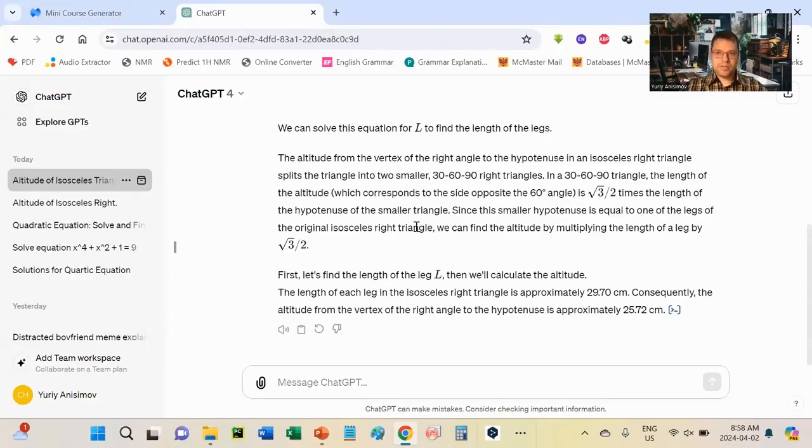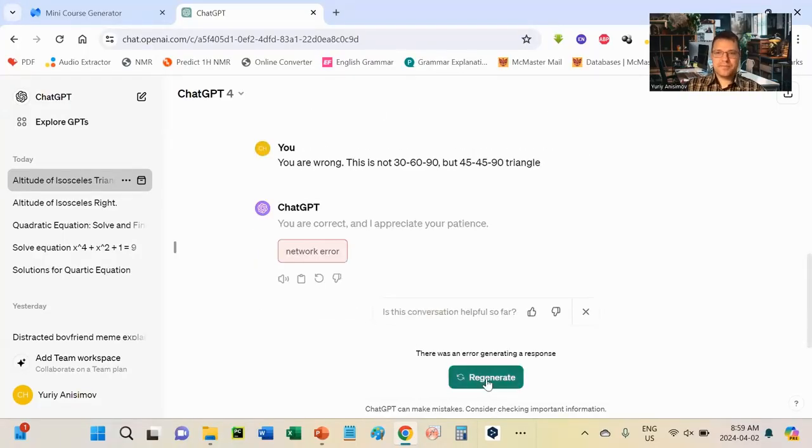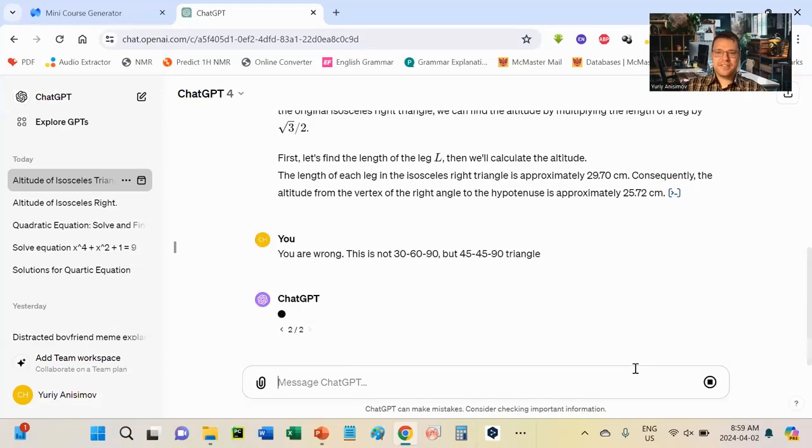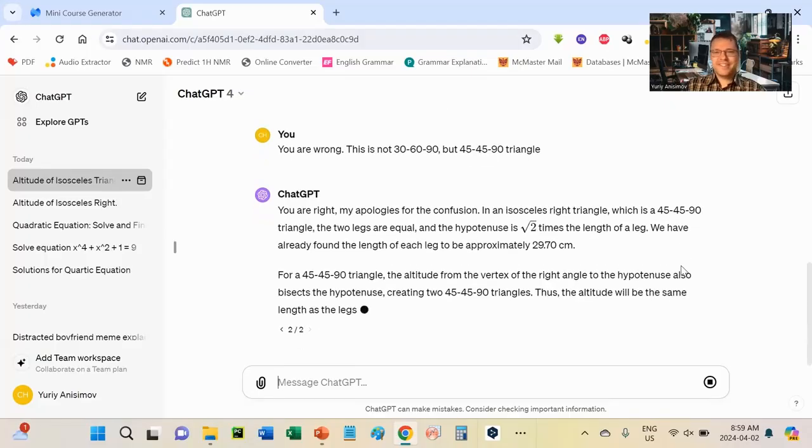However, I can point out its mistake and say, you are wrong. This is not a 30, 60, 90, but a 45, 45, 90 triangle. Okay, you're correct. I appreciate your patience. Good. It's polite. Network error. Regenerate. Now it says my apologies for the confusion. So ChatGPT is very polite.